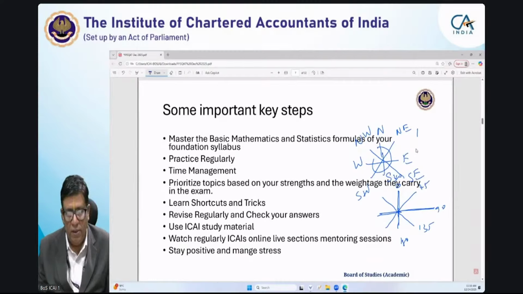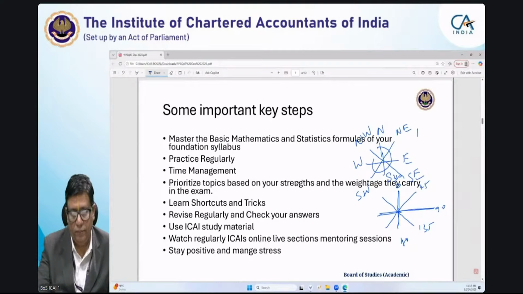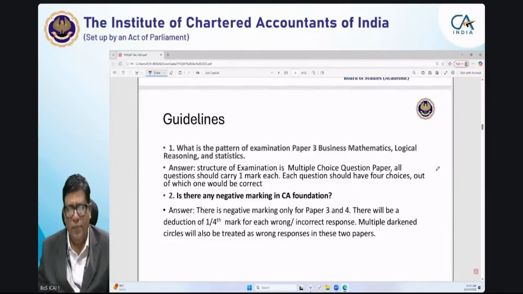And revise regularly, check your answers, use the latest updated study materials of ICAI, and watch ICAI regularly, online live classes and mentoring sessions. Stay positive and manage your stress. These are the basic things that I want to explain here. Some of the guidelines which I want to share with you.